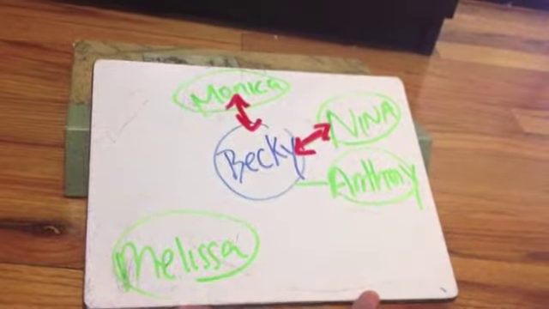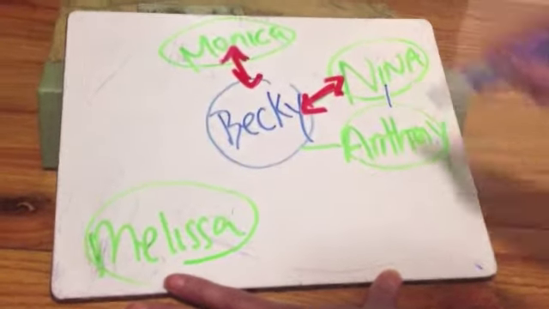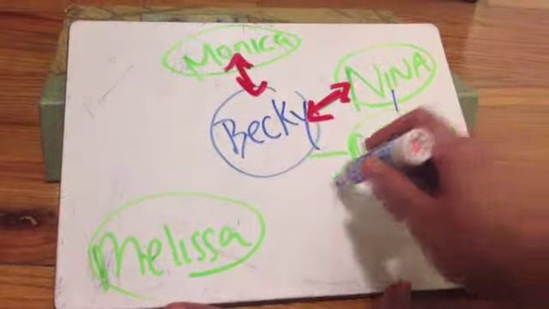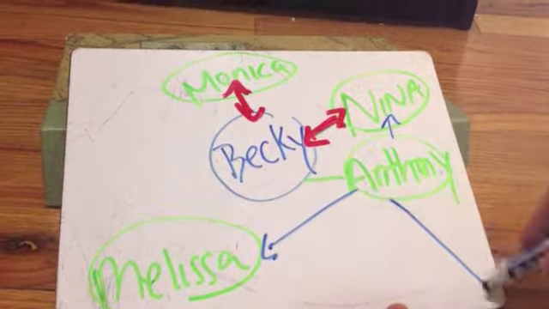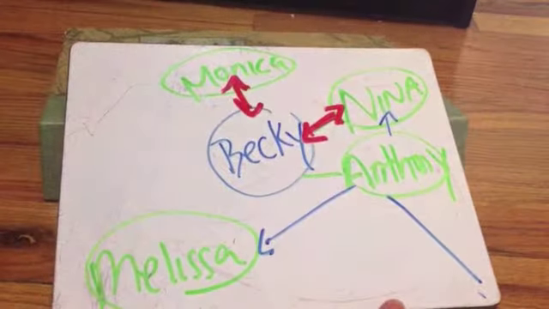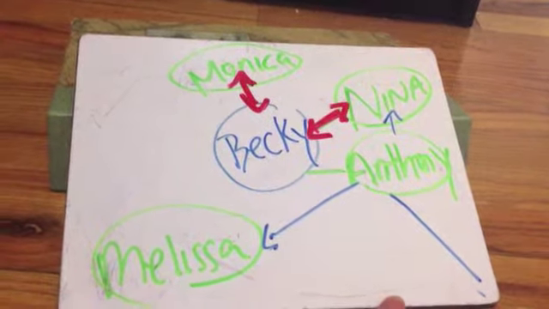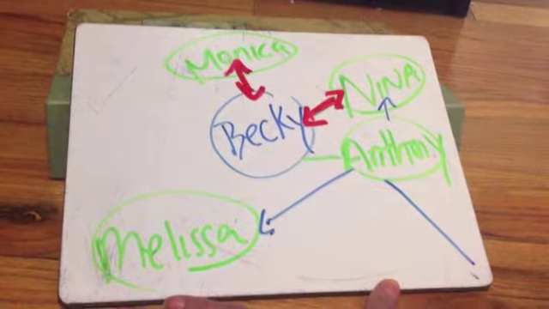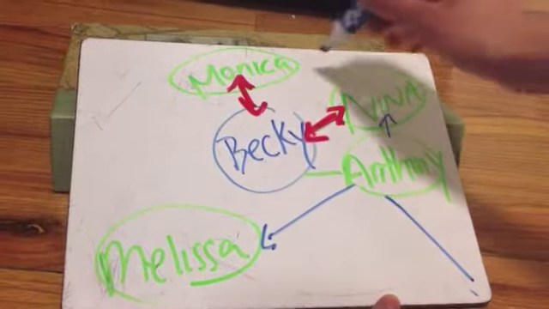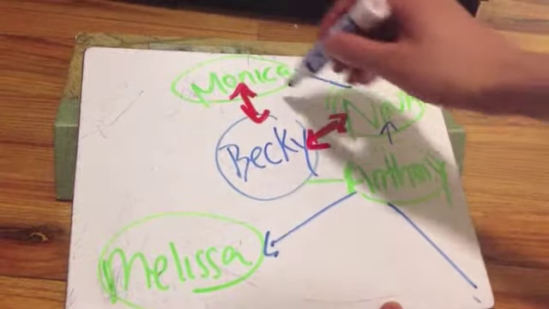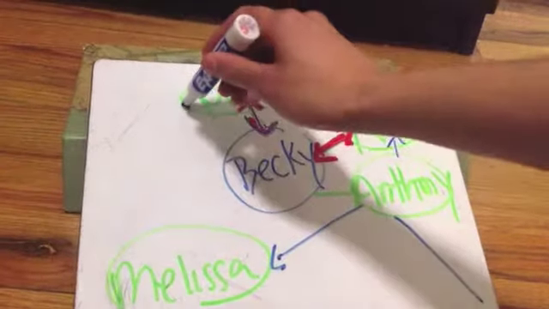Now Anthony has decided that he wants to work with Nina, with Melissa, and with another person from our class who wasn't listed on the original list but still from the SPED 751 class. Monica has decided that she wants to work with both Nina, Becky, as we already saw, and Melissa.